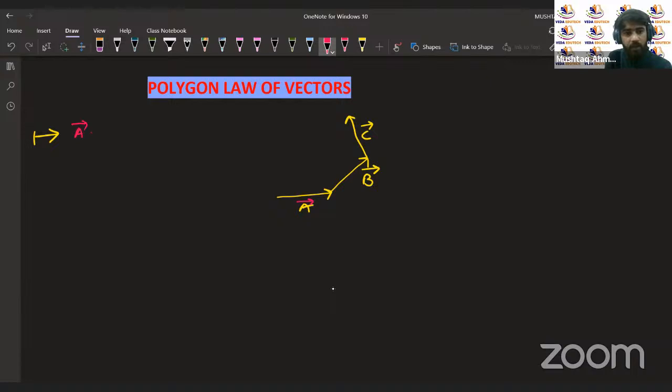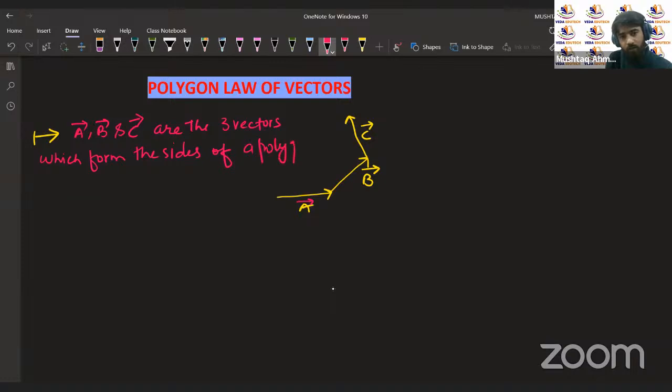Let me write it here. A, B, and C are the three vectors which form the sides of a polygon, but taken in the same order.